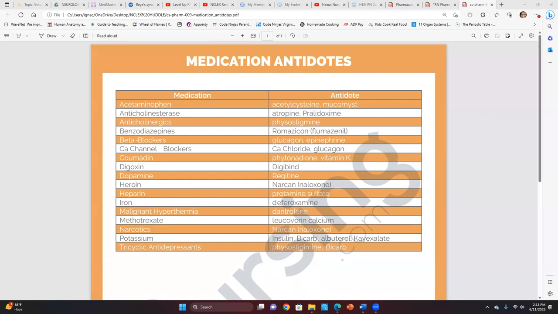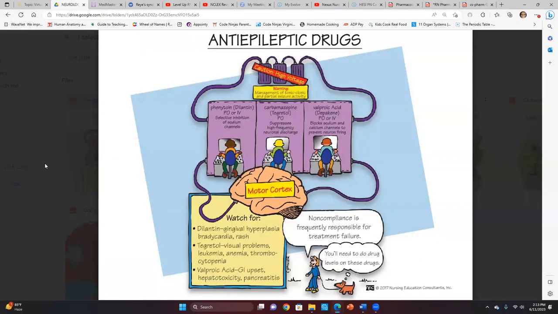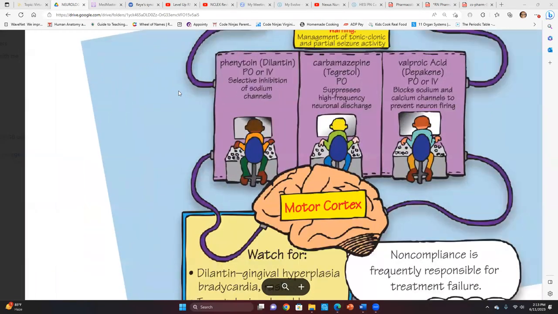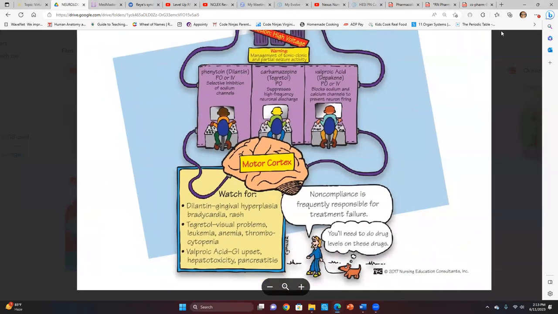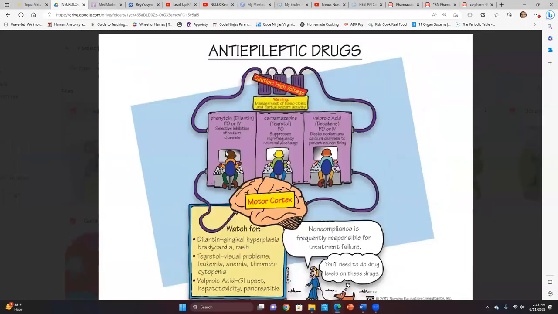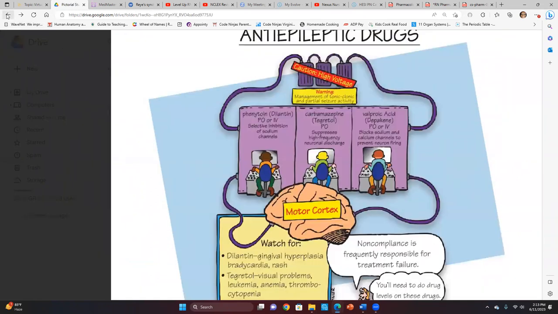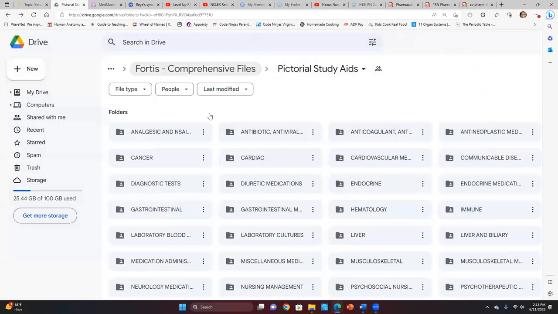Let's now jump into antineoplastics. Neoplastics are your cancer medications. We're thinking chemotherapy, which is used for treating cancer.